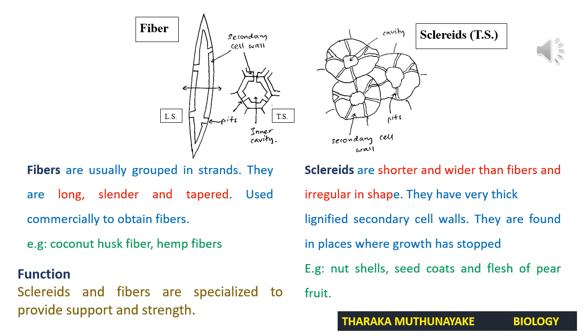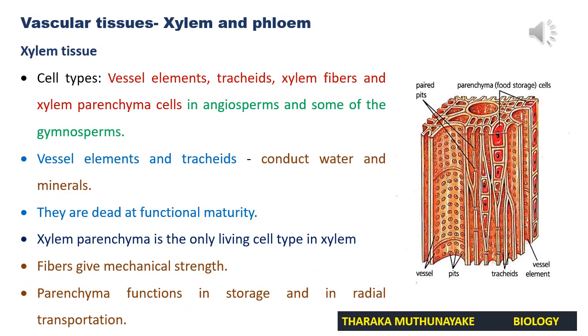Okay. Finally, we will move to the function of sclerenchyma. Here it commonly says sclereids and fibers are specialized to provide support and strength. That's the function. Now we are moving to vascular tissues. You know there are two types of vascular tissues, xylem tissue and phloem tissue. First we will move to xylem tissue.